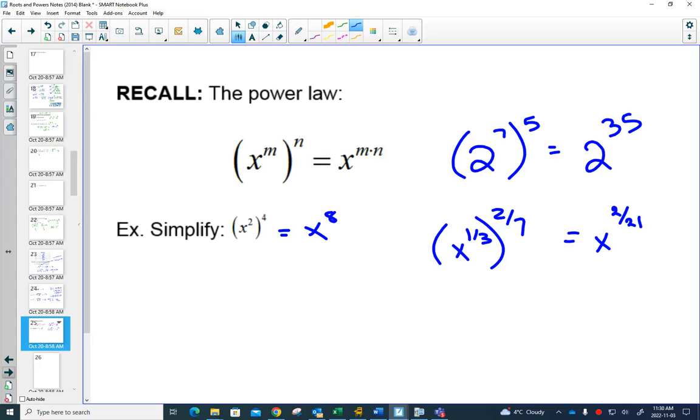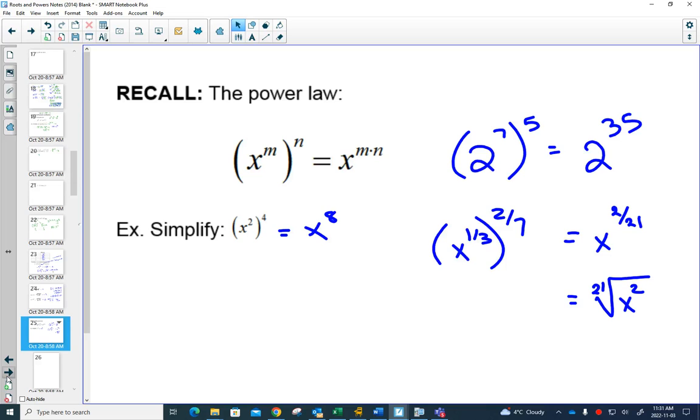Okay. So, watch this. x to the 2 on 21 will be the 21st root of x squared. Does that make sense? That the fraction gives you your root, and you would have x squared inside.